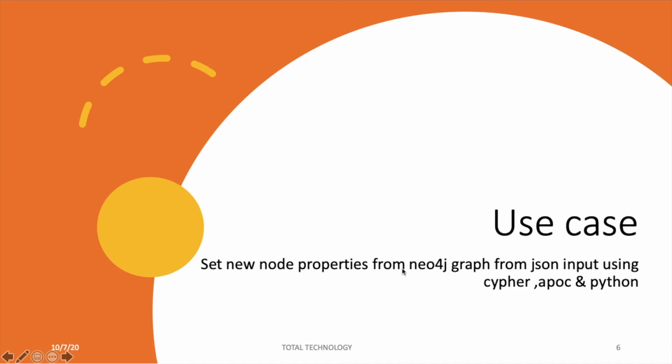Set new node properties from Neo4j graph means that in the Neo4j graph, for the nodes we are going to add some new property, or set a new property, using JSON as an input.